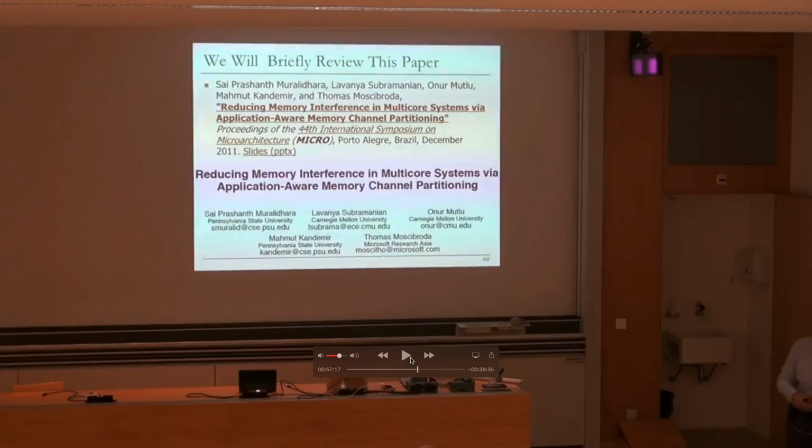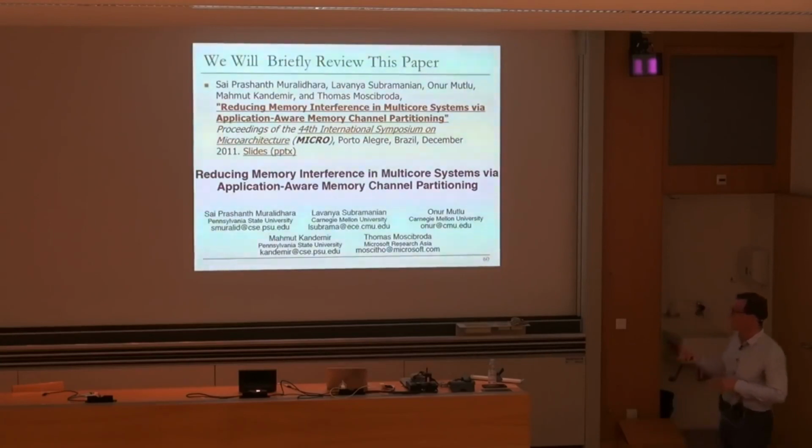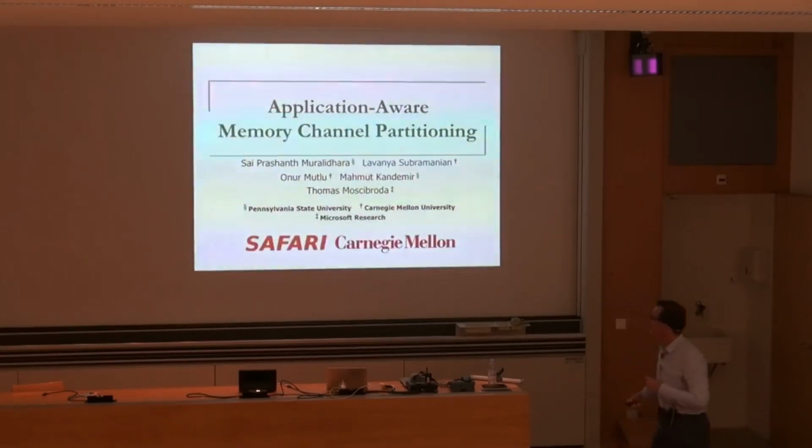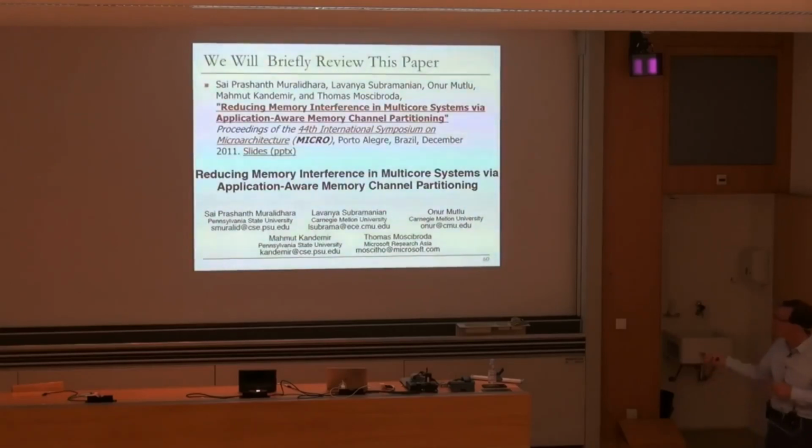All right, let's go ahead. In your list of papers, does anybody know this paper? Probably not. This is a paper that we wrote in 2011. Basically, it's about memory interference. And I'm going to try to follow the strategy that I outlined earlier, the different sections. The paper is called Reducing Memory Interference in Multi-Core Systems via Application-Aware Memory Channel Partitioning, a collaboration between Carnegie Mellon, Penn State, and Microsoft.